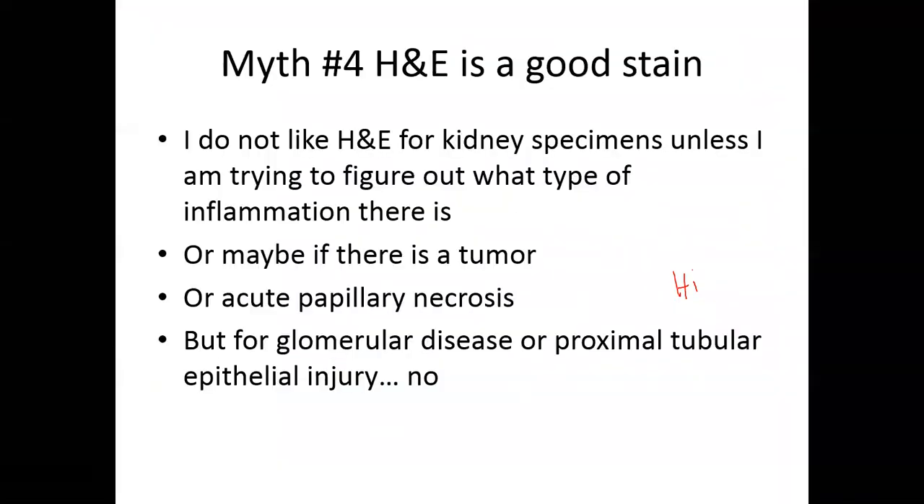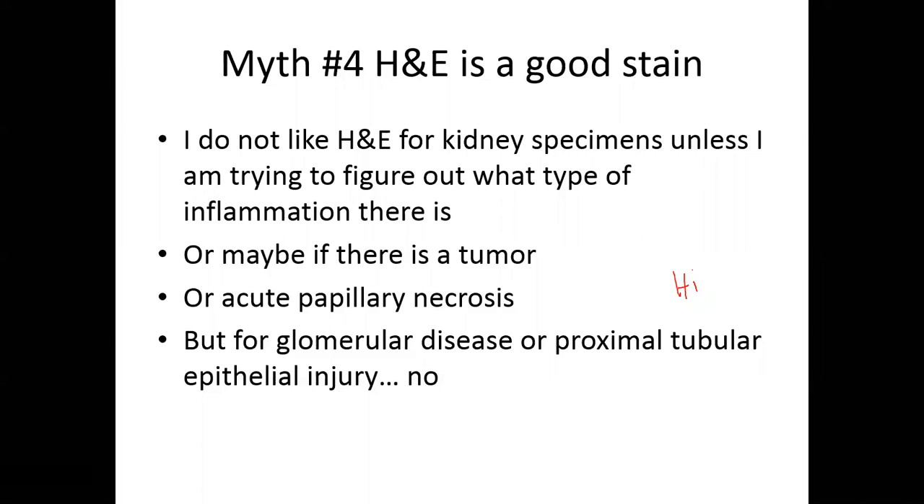So we already did the first 3 myths. I only have 2 more myths, but they're the most exciting of the myths. And so the first one is that I do not like H&E. I think, especially for kidney, H&E is almost virtually worthless. And you guys have heard me say this if you've interacted with me in any way, shape, or form. I use H&E only when I am trying to figure out what type of inflammatory cell type it might be. But I can usually tell that on other stains, but I really don't think H&E is a good stain.